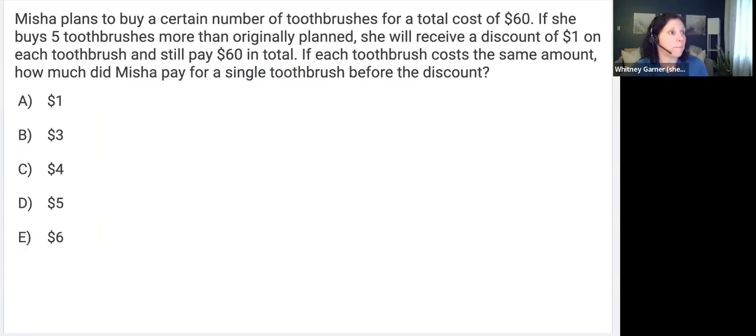Okay. So I've got Misha and her toothbrushes. And I want you to take note. We've got relatively easy answer choices. And they're asking, how much did she pay for one toothbrush? That's a simple price. So give it a try. I want you to see what might happen if you use the answer choices, plugging them in for this problem, and see what answer you get. I'll set a timer again for you.